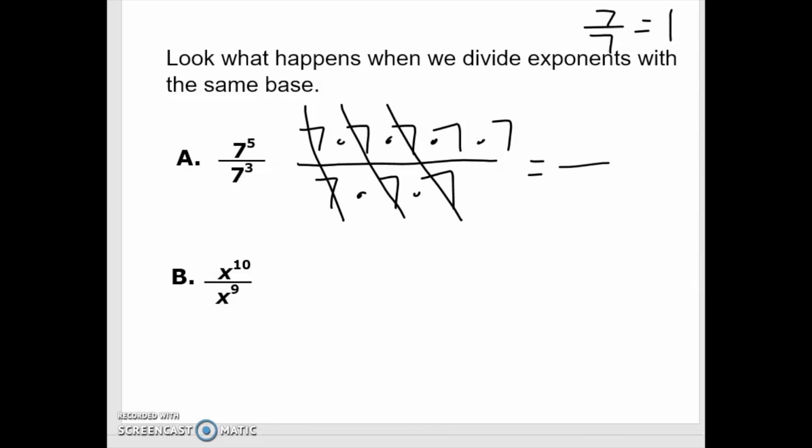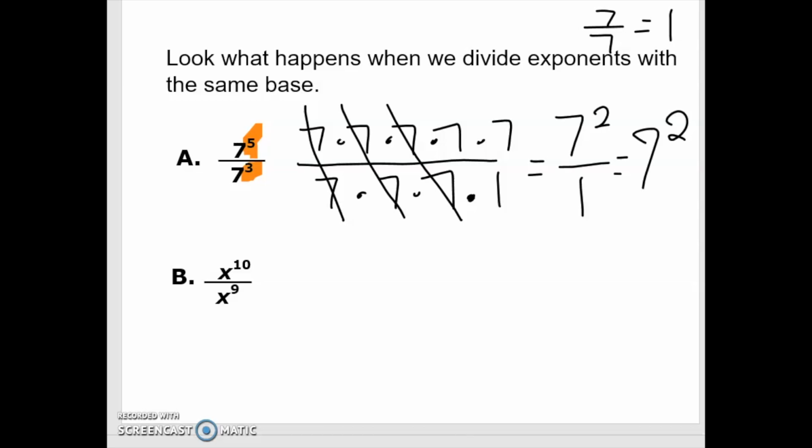So what we can see happening is that we still have 7 times 7 in our numerator, or 7 to the 2nd power, but in our denominator we have nothing. So we would say that that's the same thing as multiplying it by 1. So what we end up with is 7 to the 2nd power. Now some of you might be noticing, oh look, 5 and 3, if we subtract those, we would end up with 7 to the 2nd power.